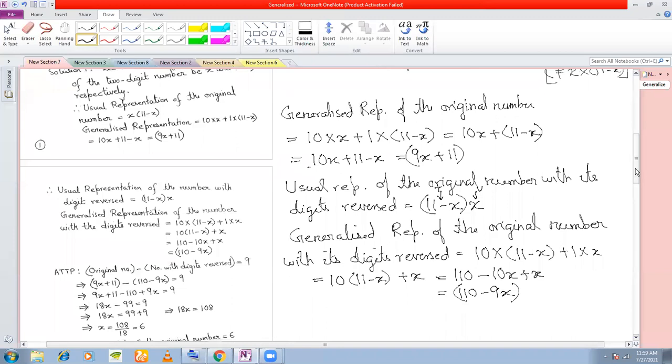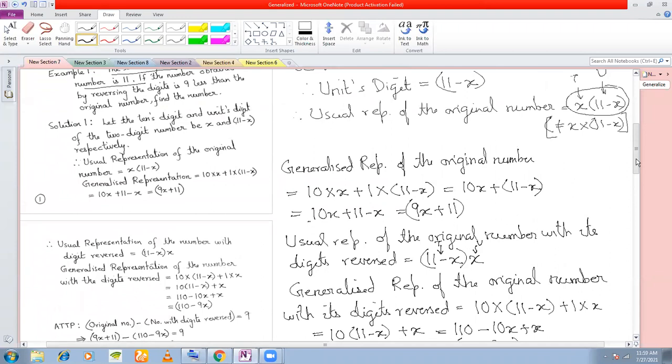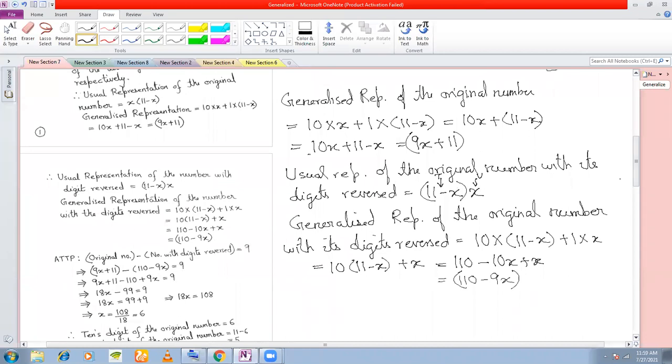Now, I have a doubt. Tell me. Sir, how come plus x came? Which plus x? Yes, sir, 10, the one below. 10 into bracket open 11 minus x, bracket close plus x. Yes, well, this is 1 into x. 1 into x is x.